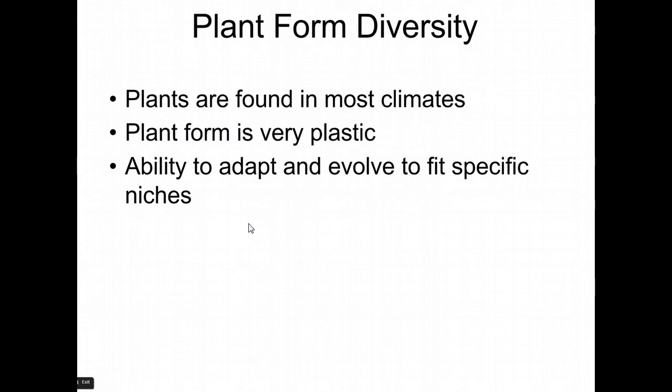Now, we find plants almost everywhere, and plant form is very plastic. What do I mean by plastic? Diverse. The same plant grown at a different location may be different. So if you take a plant, and this is a generality, if you take a plant that's normally grown, let's say, where there's a lot of sun, you put it where there's not a lot of sun, the leaves may actually get bigger, to try to capture more sunlight. Some plants do, some plants don't. Plants have the ability to respond to their environment because they don't move very much.